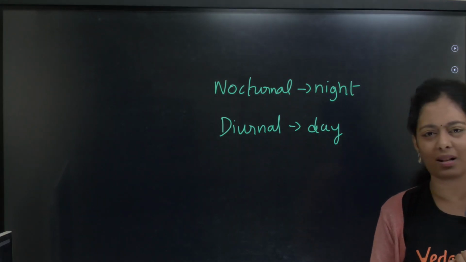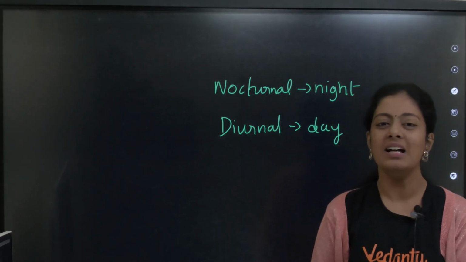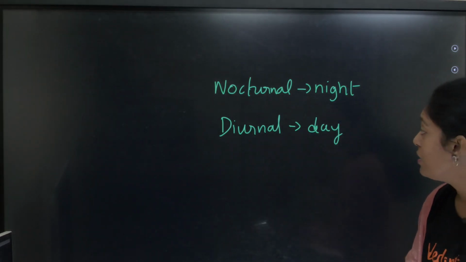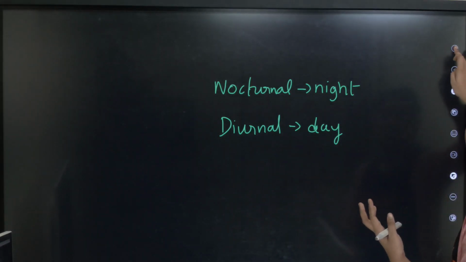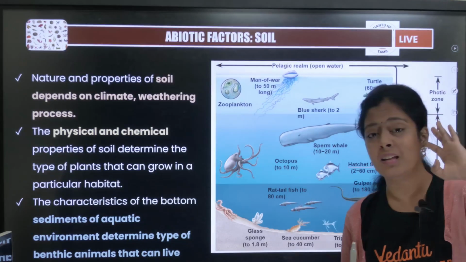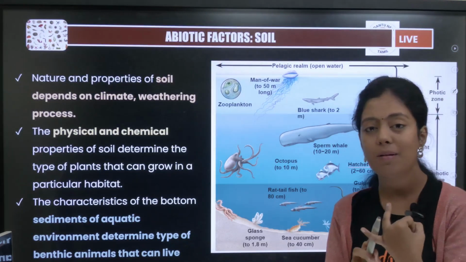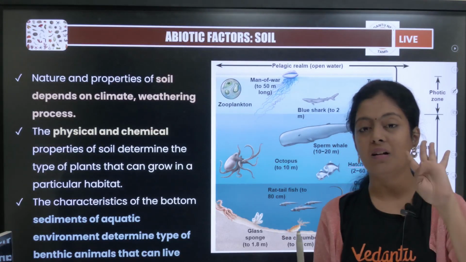Okay, so like your birds, human beings. Nowadays even human beings, we are also becoming nocturnal. Correct? So these are very important things. So this happens due to light and especially your sunlight. Okay, so the next abiotic factor we are going to see. Temperature we have seen, water we have seen, light we have seen. Now the last abiotic factor, that is soil.